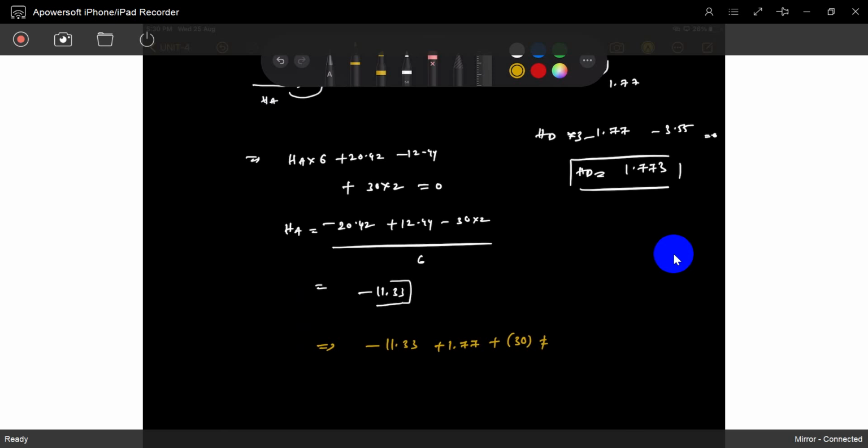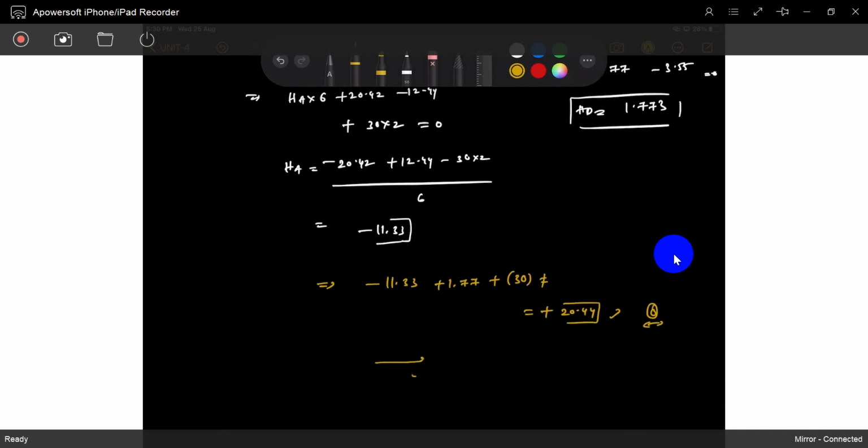20.44. You will get it? What you will get? It's 20.44, is equal to plus 20.44 is you will get it. It's not equal to 0. That means what? The system has a 20.44 kilonewtons sway force is there.